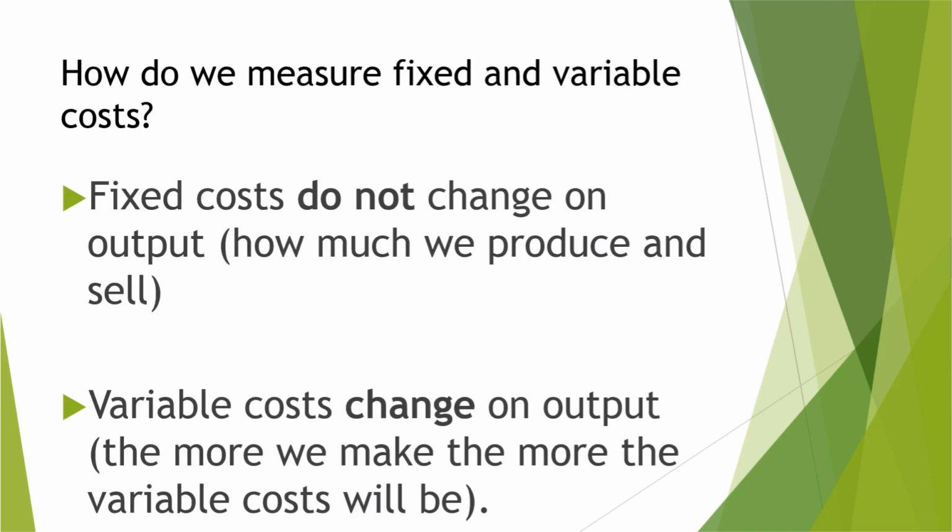So how do we measure fixed and variable costs? Well, fixed costs do not change on output, so how much we produce and sell. Therefore, it doesn't matter how many we produce, how many we make, how many we sell. It doesn't make any difference. The fixed costs stay the same. However, variable costs change on output, so the more we make, the more the variable cost will be.